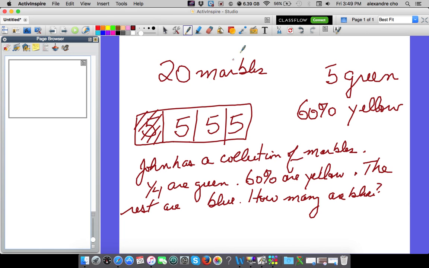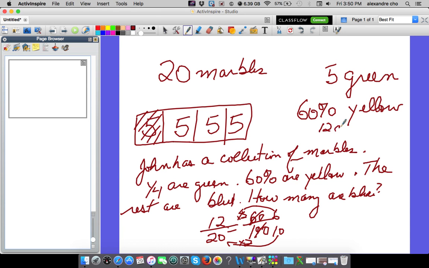Okay. So I have to find out what 60% is. If I do my proportion here at the bottom, I have 100. I know that 60% are yellow. How many marbles do I have in total? 20. So what would be the relationship here? Simplify, divide this by 10 is 6, by 10 is 10, times 2, times 2. So 6 and 2 is 12. So 12 marbles are yellow. So 60% or 12 are yellow.